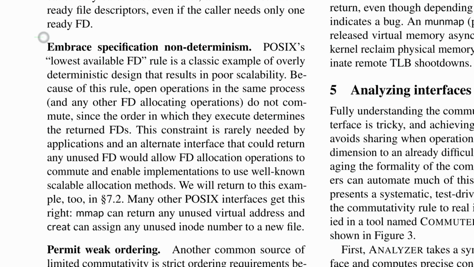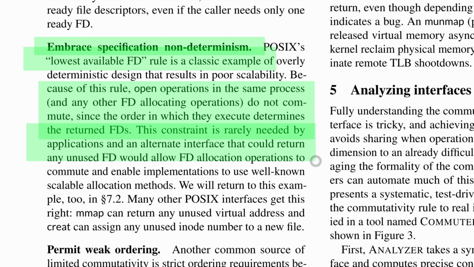Another guideline is to not be too specific when defining your interfaces. POSIX encodes the rule that it will return the lowest available file descriptor for many calls. And this means that if you open a sequence of files, that's not going to commute because the order in which they execute determines the number of this file descriptor. This is an example of an API being overly specific. Most callers of this API don't even actually care that the file descriptors follow this rule.